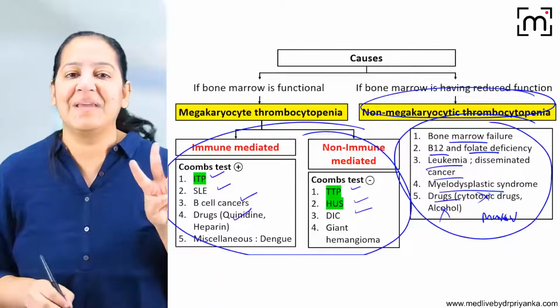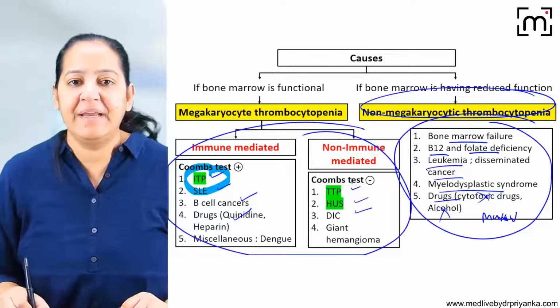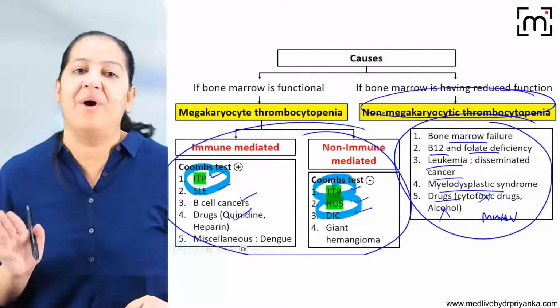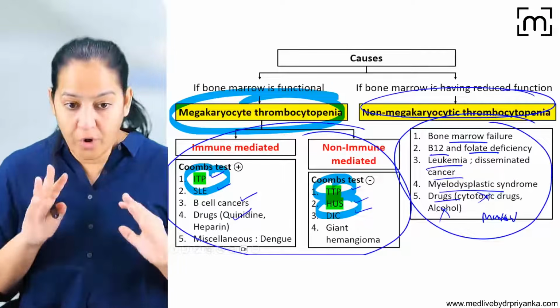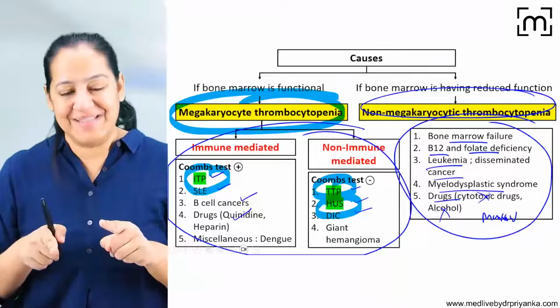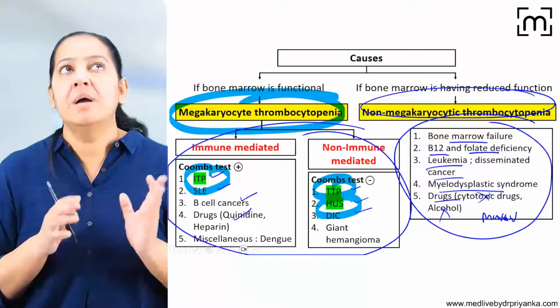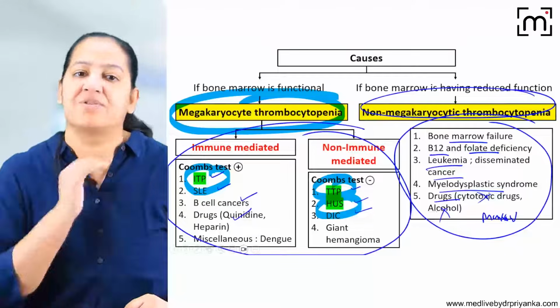So we will be discussing three in detail. Which three? ITP, TTP and HUS. All three of them belong to the category megakaryocytic thrombocytopenia. In all three, the bone marrow is normal, but there is a problem in the blood vessel. There is some agent in the blood vessel which is causing destruction of the platelet.